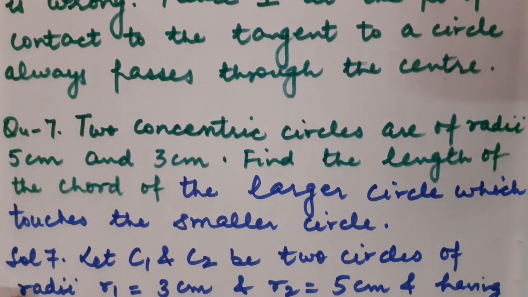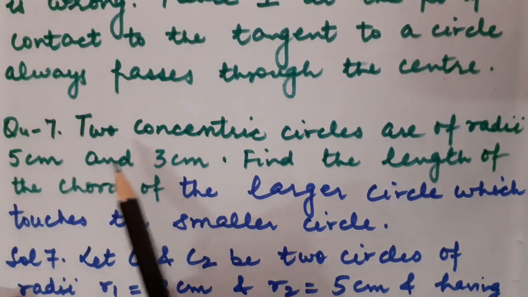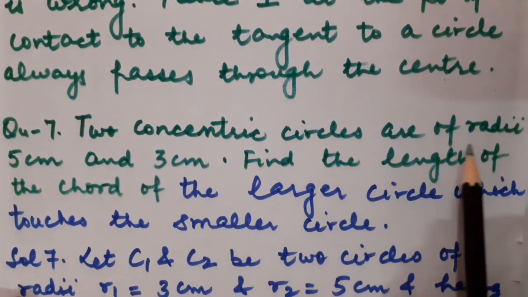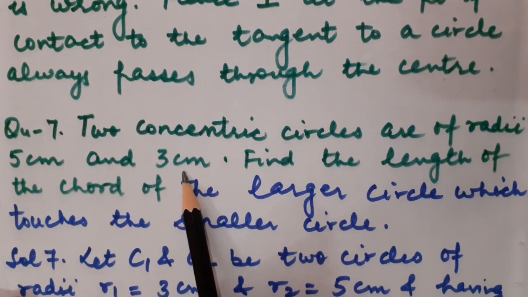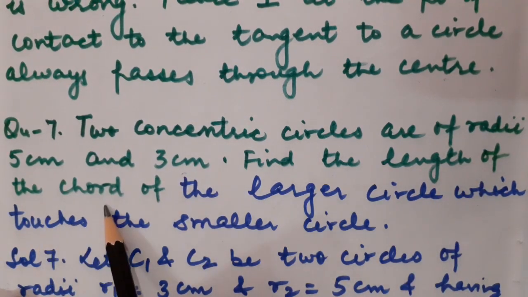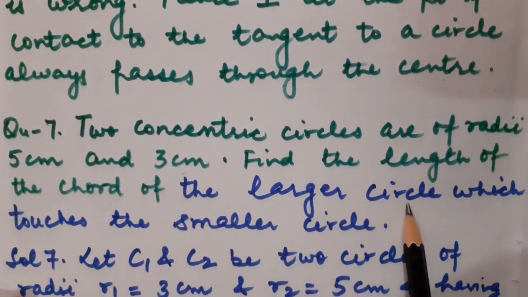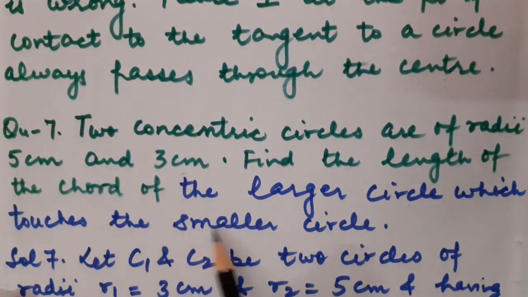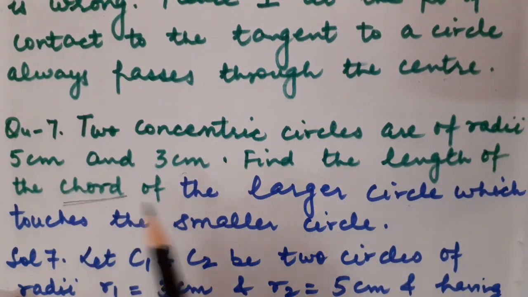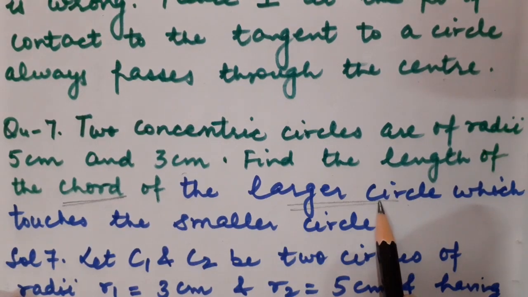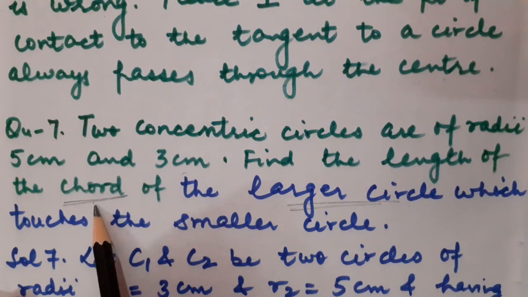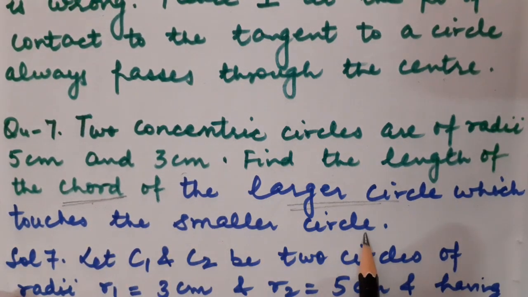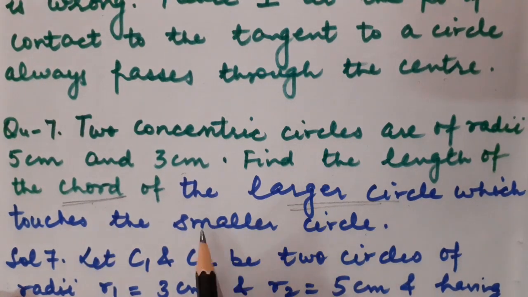Now children, let us switch to next question. This is question number 7. Two concentric circles are of radii 5 cm and 3 cm. This has been given to you. Find the length of the chord of the larger circle which touches the smaller circle. We will have to find the length of chord of the larger circle. Means for the larger circle it will be a chord, but that chord touches the smaller circle. Means that chord will act like the tangent for the smaller circle.